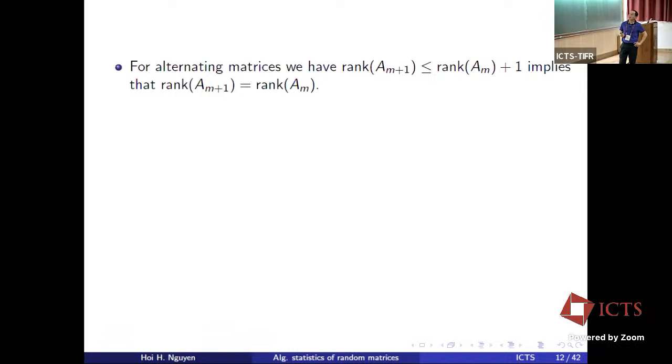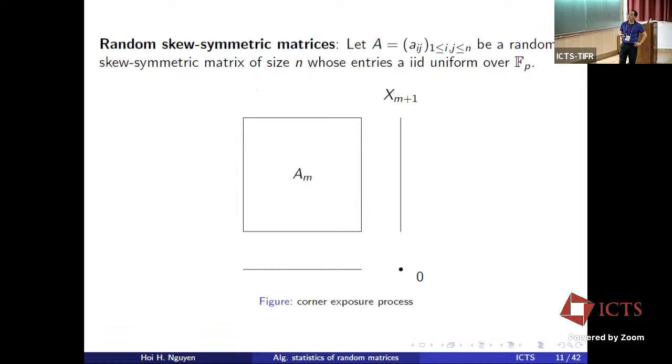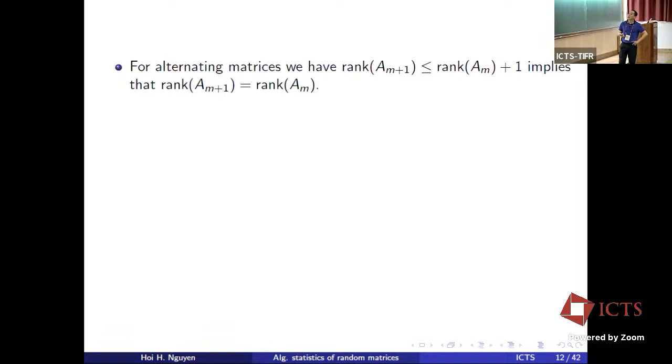So again, the rank increased by at most 1 by the same reasoning as in the previous situation: this row belongs to the row space of this minor, and that probability we can calculate exactly. But there's some funny thing happening here: if the rank doesn't increase by 2, then it will be the same. So there's no situation where the rank is increased by 1. It jumps from 0 to 2. So there's no 1 here.